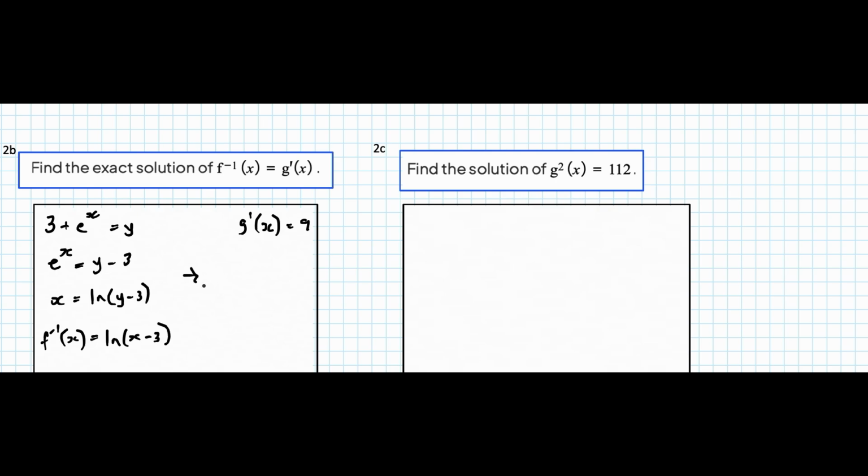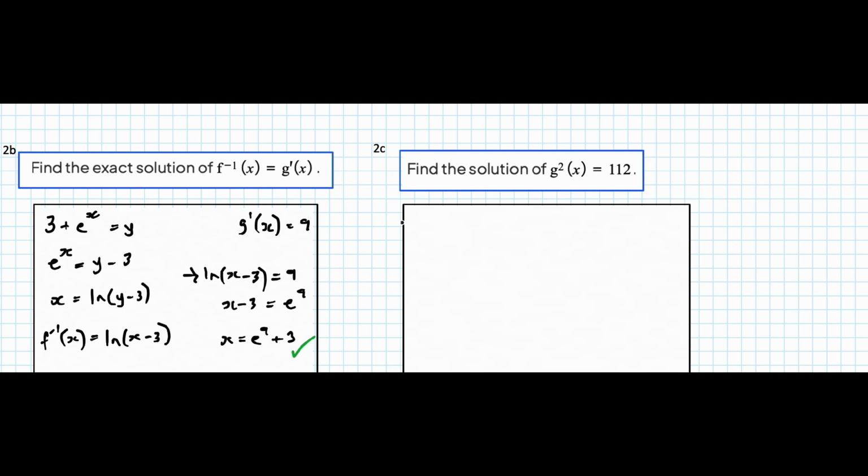g prime of x is equal to 9. That should be straightforward. And just equate them there, and you'll get x is equal to e to the 9 plus 3. And that should be straightforward. You should know your differentiation from GCSE anyway.